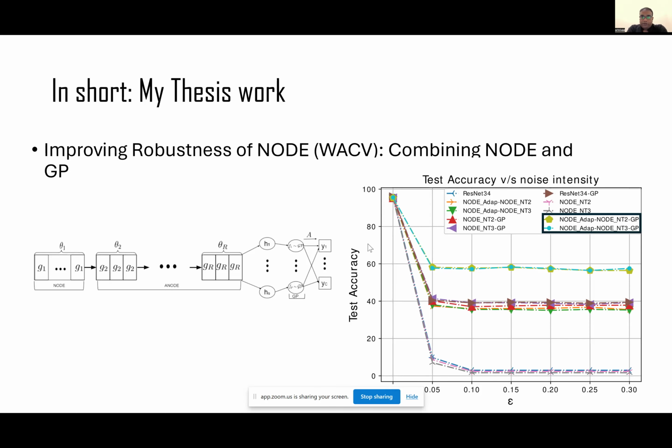So we try to evaluate on different variations of architectures. These are different models trained on the CIFAR10 dataset, and we are evaluating on FGSM adversarial attacks. As you can see, with increasing strength of the adversary, these two models have much better robustness compared to the other models. So here we showed that by combining both worlds of neural ODE and GP, we can build a model which is robust to adversarial attacks. And I have other different experiments in the paper.